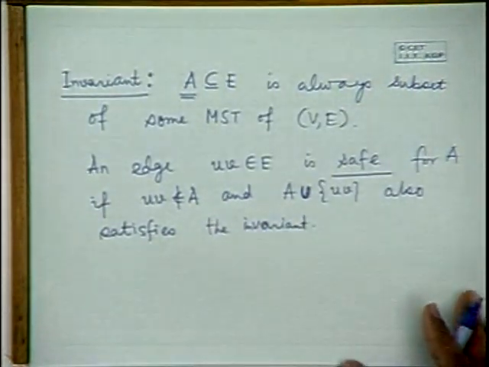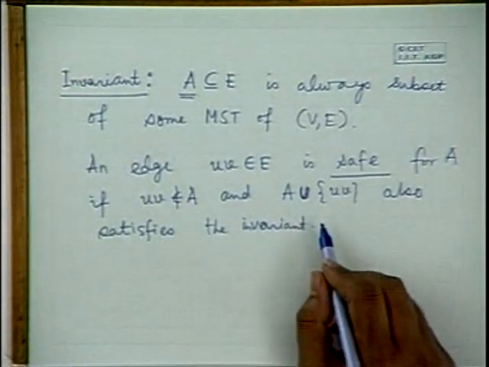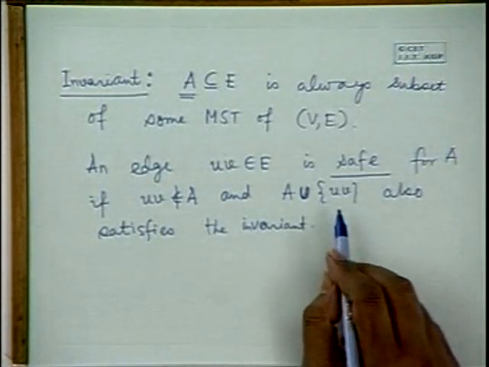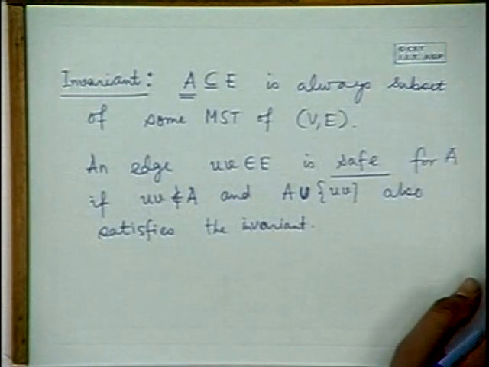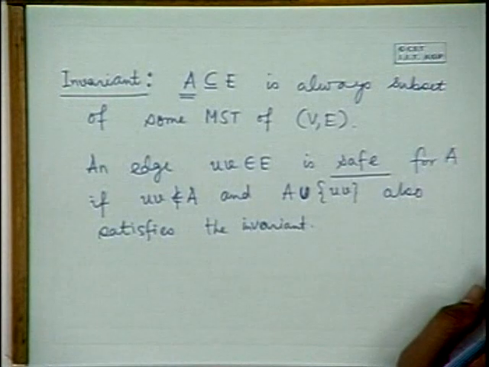What does that mean? It means when you include the edge UV in the set A, the new set A union UV also is a subset of some minimum spanning tree. Then you call the edge UV safe for A. That's a very natural definition. Why is it safe? Because it is safe to include it in the set A.